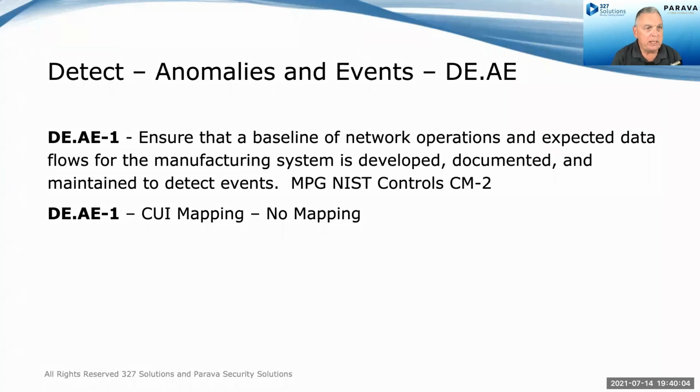We're now in the detect category. And for anomalies and events, the first thing that we're going to wind up doing is establishing and documenting a baseline of network operations and expected data flows for the manufacturing system. There is no equivalency in 800-171 for something that is essential. You need to know what is going on in your network. You need to know the processes that are appearing on your network as well.